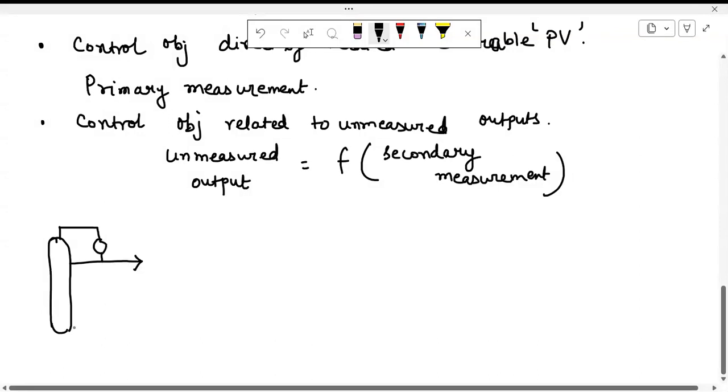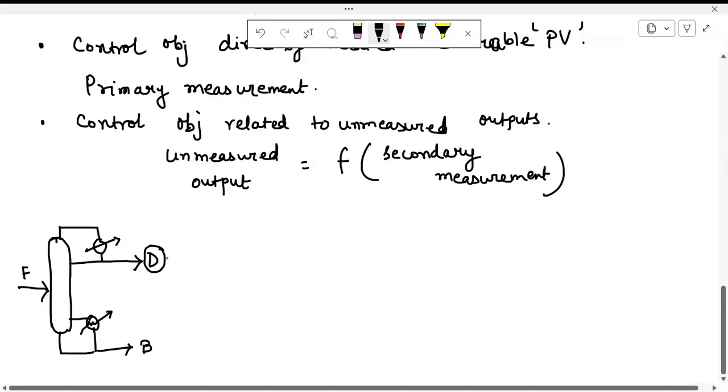This is your top product. This is your bottom product, and this is the feed. So FDB: distillate, bottom, and feed. Now your target is to maintain this particular composition at the top.